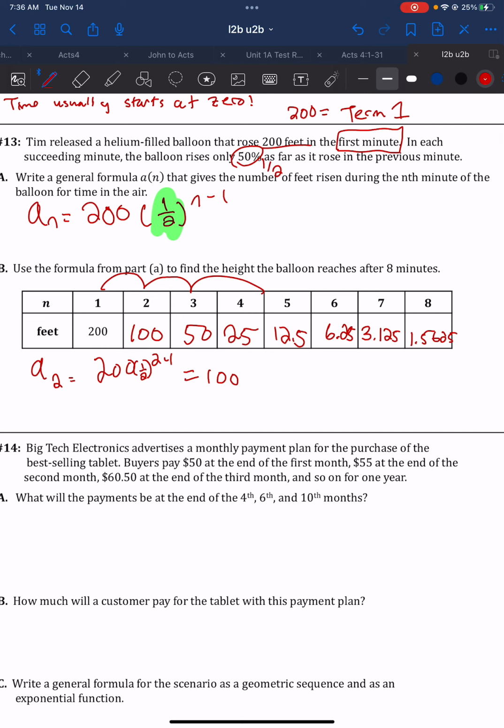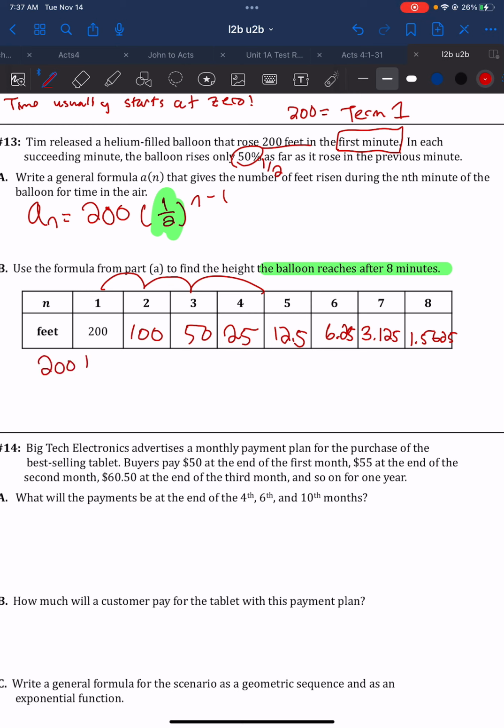And then what's the question asking for? It says, use the formula from part A to find the height the balloon reaches after 8 minutes. After 8 minutes. So each one of these portions right here, all of these are talking about how much it rose, because each succeeding minute, the balloon only rises 50% as far as it rose. So this is how much higher it went each time. So to find out how much it's risen total in 8 minutes, I would have to add all these together.